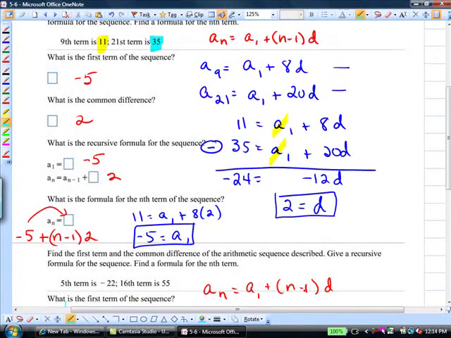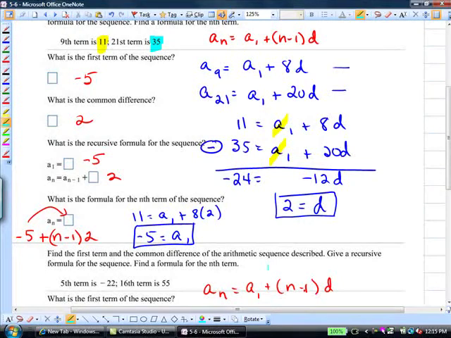It's really just algebra. The 2? Right here. Yeah, that's the common difference. And I'm just plugging into this equation then. How did I get 2? Divide negative 12 into negative 24 right there. Yep.